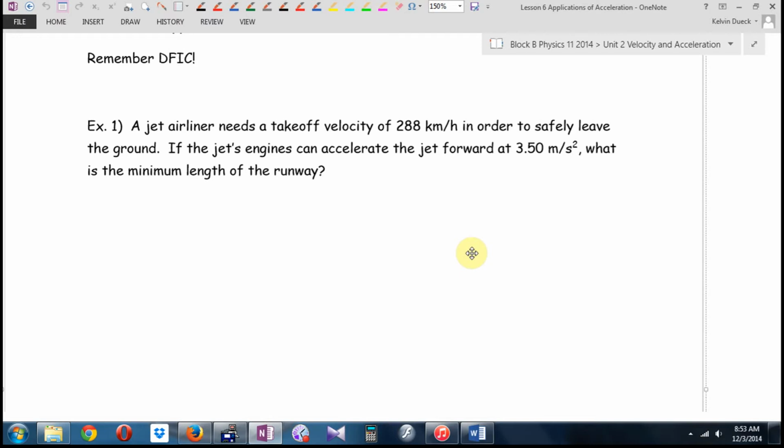So, ready? What's this question asking me to find? Let's write down D equals question mark. What else do I know? So now we start reading, and we're looking for numbers with units, and also physics words like at rest or stopped or constant or something like that.